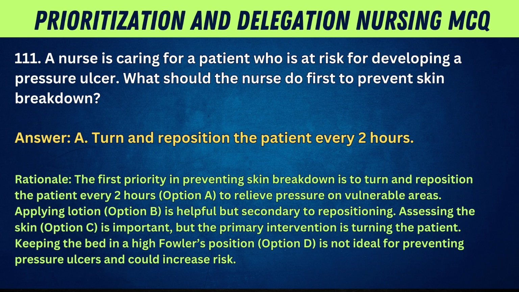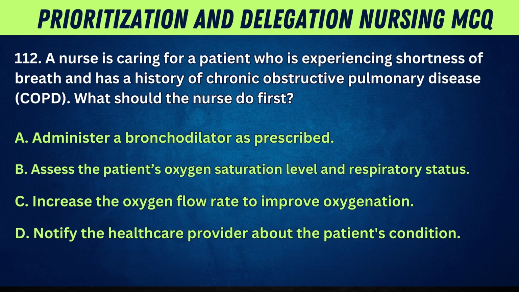Answer. A. Turn and reposition the patient every 2 hours. Rationale. The first priority in preventing skin breakdown is to turn and reposition the patient every 2 hours, option A, to relieve pressure on vulnerable areas. Applying lotion, option B, is helpful but secondary to repositioning. Assessing the skin, option C, is important, but the primary intervention is turning the patient. Keeping the bed in a high Fowler's position, option D, is not ideal for preventing pressure ulcers and could increase risk.